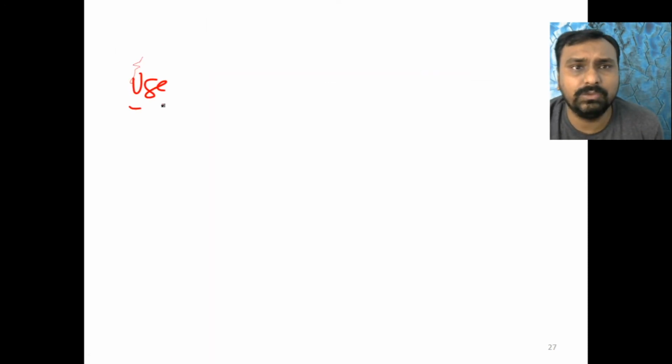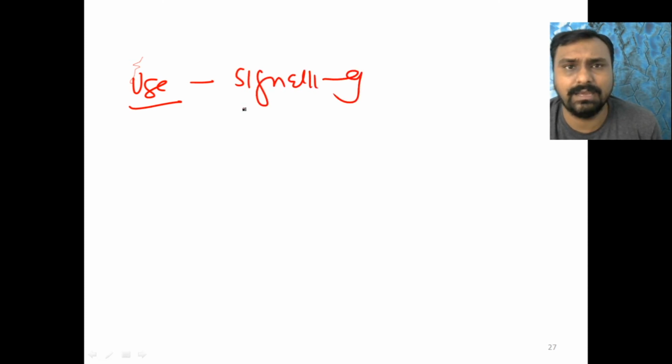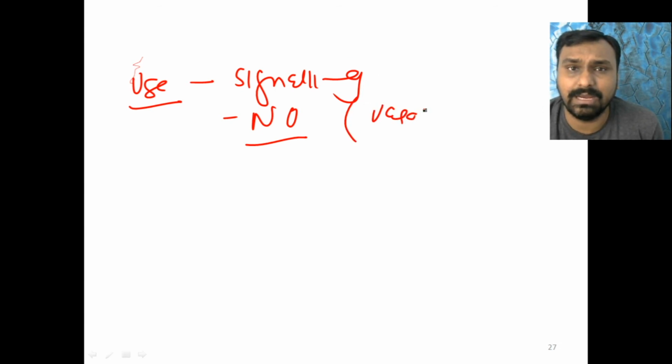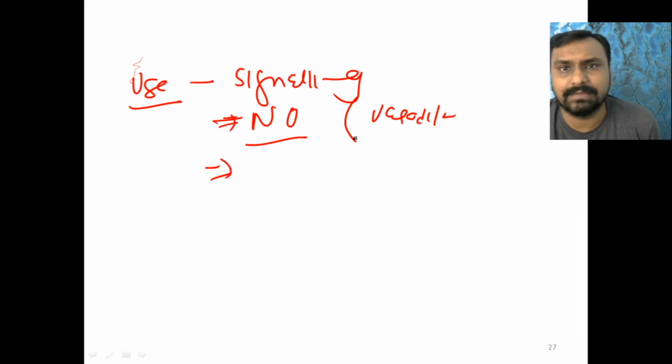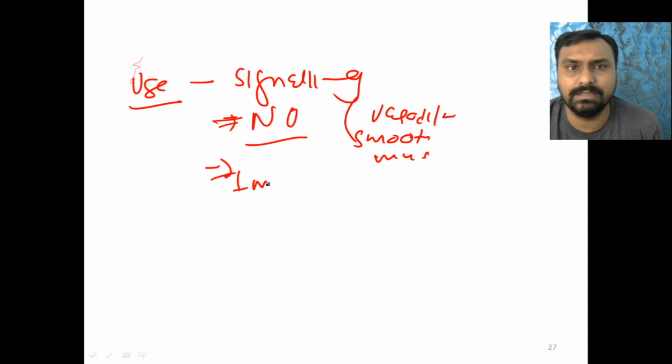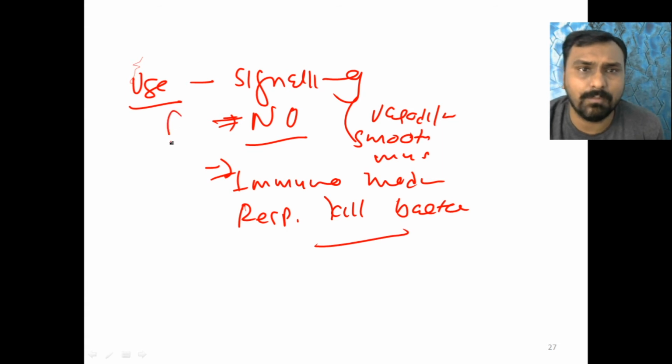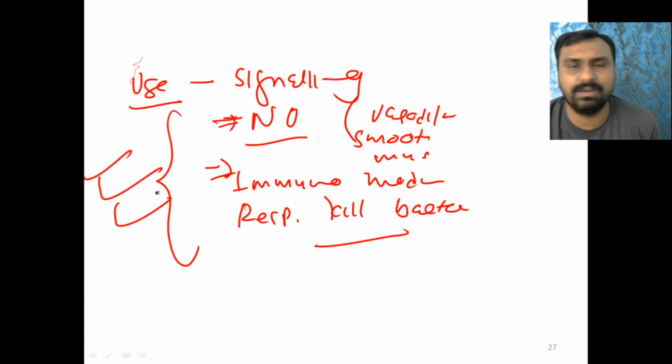And now what are the uses of the free radicals? They form the signaling pathway in the cell. They produce nitric oxide, which you know is very important as a vasodilator, and ultimately causes smooth muscle relaxation. They have a very important role in immune modulation. They kill during respiratory burst. They kill the bacteria. So all these are the normal uses of the free radicals.